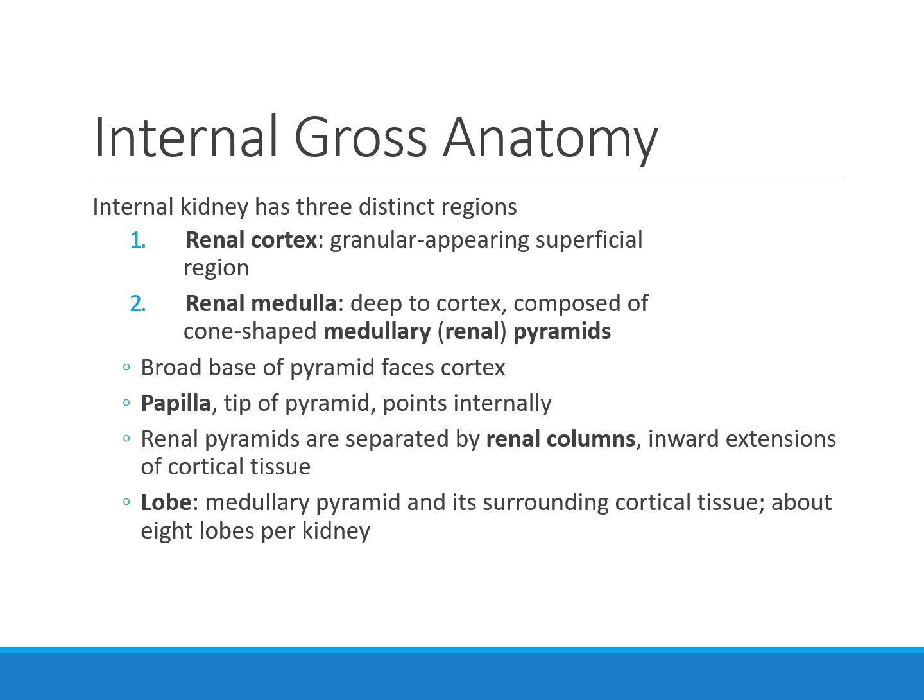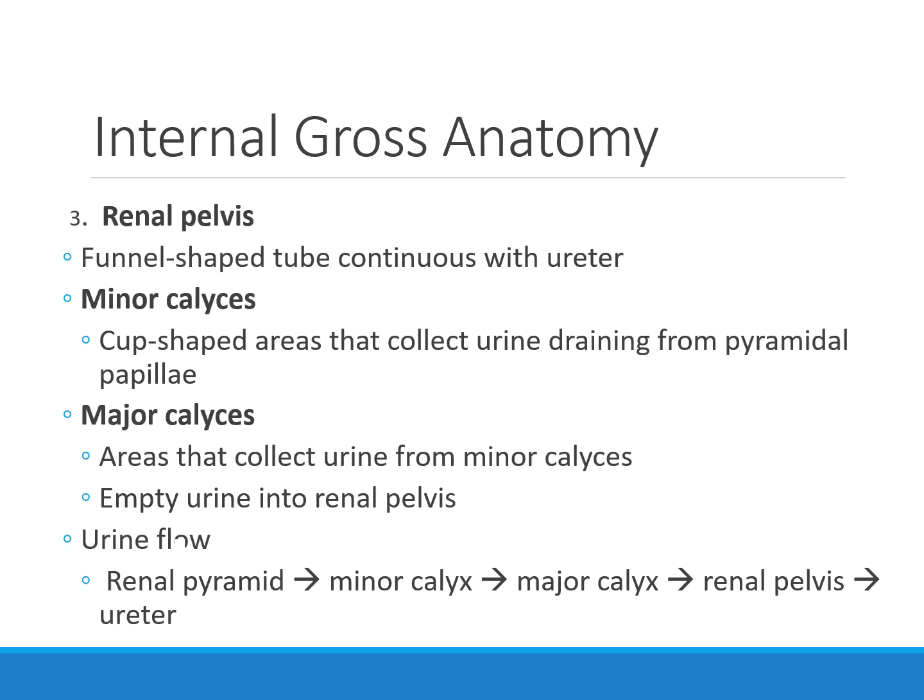And then the renal pyramids are separated. The space in between them is invaginating cortical tissue that we call the renal columns. And so a lobe in the kidney is the medullary pyramid and the surrounding cortical tissue. And so each kidney has approximately 8 lobes. In the very, very center of the kidney, you have the renal pelvis. And coming out of that pelvis is a funnel-shaped tube, the ureter, that's going to drain the urine.